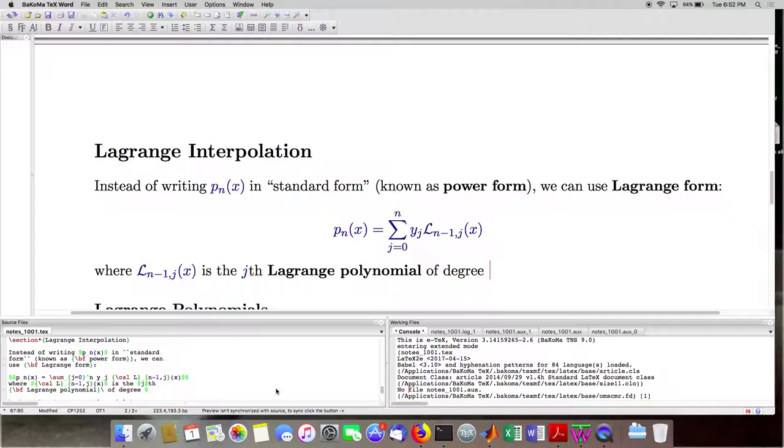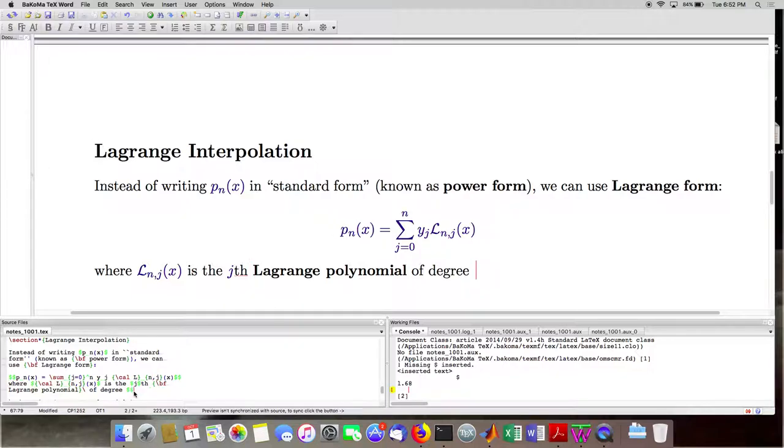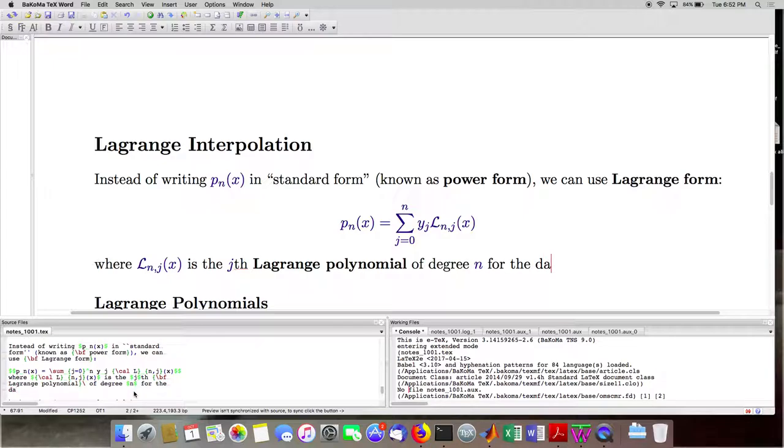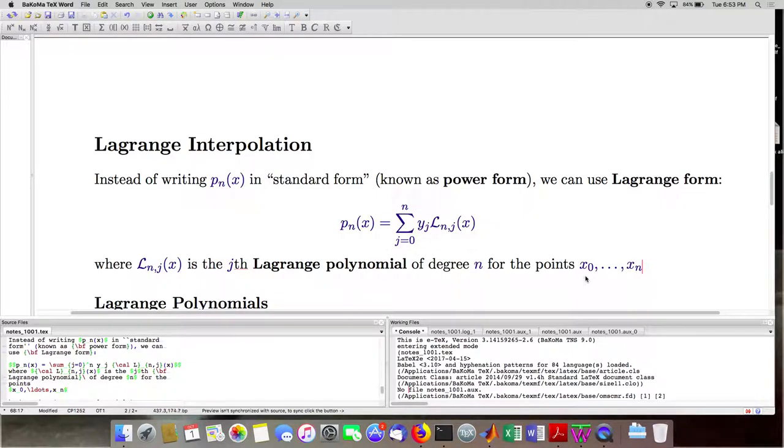of degree n, of the points x0 up to xn. So given these n plus 1 x values, these points determine these Lagrange polynomials, n plus 1 of them, because j goes from 0 to n, and they are of degree n. The first subscript is always the degree, and the second subscript is just the index that counts from 0 up to the degree.